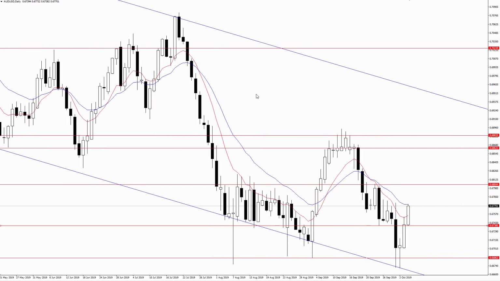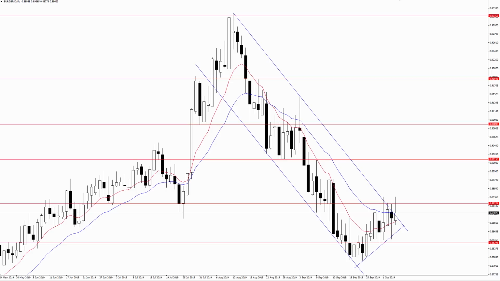So if we do get a push higher this week or the week after, and we get that close above 68.00, followed by a push up into this area, anywhere between 68.60 and 68.80, we could see sellers come in and try to push the Australian dollar lower. But again, it's all going to depend on what happens around that 67.30 to 67.40 support area in the week ahead.